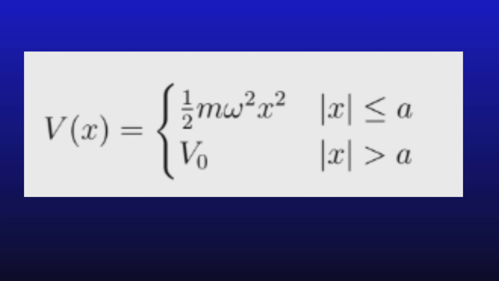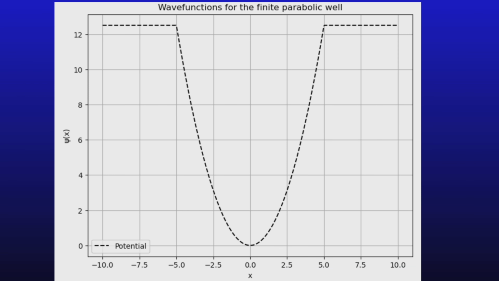So what we expect to see here is a big parabolic crater with two plateaus of V naught, this constant potential, above it. I'll just show you a quick look at what I was able to create using my method, and it's right here, and it's pretty much what you'd expect.